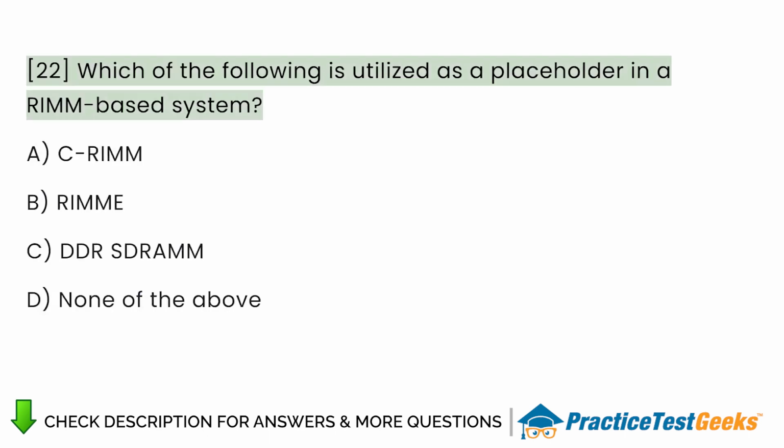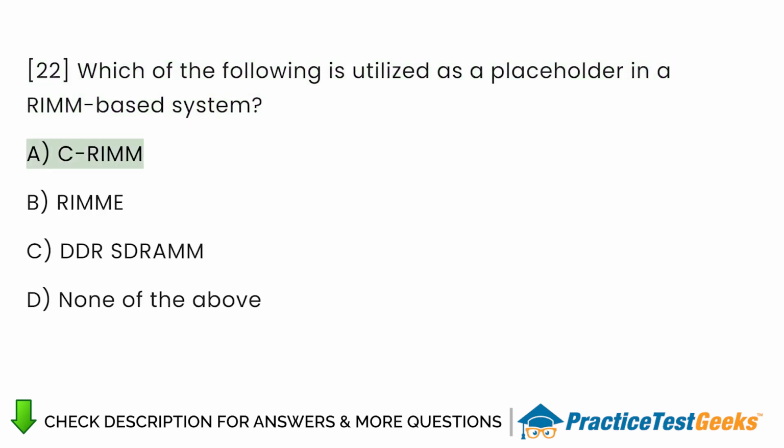Which of the following is utilized as a placeholder in a RIM-based system? A. CRIM. B. RIMI. C. DDR STRAM. D. None of the above.